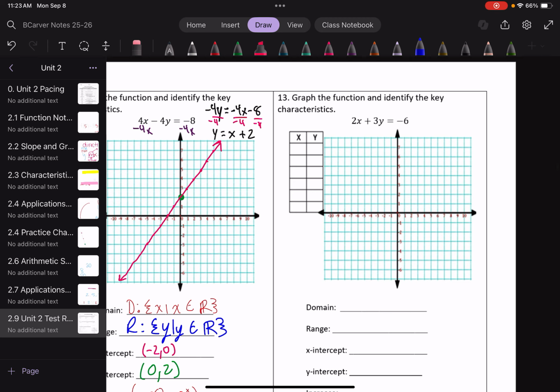We're going to do the same thing for number 13. First off, we've got to get y by itself. So I'm going to be left with 3y equals negative 2x minus 6. And then I'm going to divide by 3. So y equals negative 2/3 x minus 2. So I know I have a y-intercept at (0, -2).